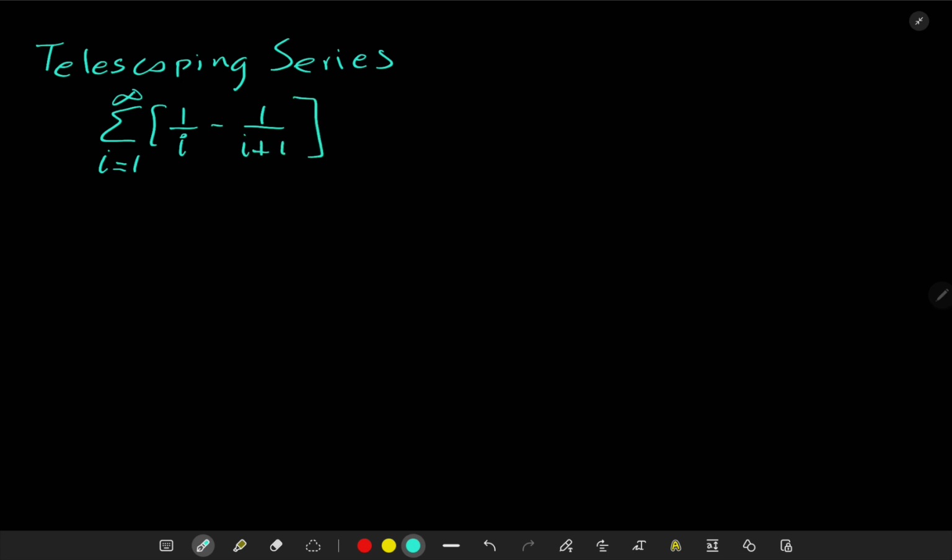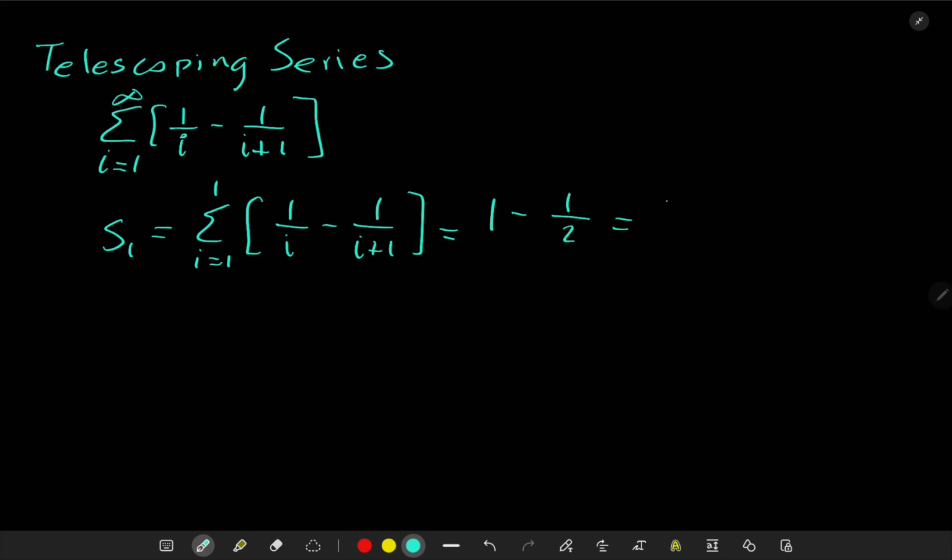So what we have to do then, to see if this converges, we have to create the series of the partial sums. So we're going to start with S1, which would be the sum from i equals 1 to 1 of 1 over i minus 1 over i plus 1. So there's just one term here, and it's going to be equal to 1 over 1, minus 1 over 1 plus 1, 1 plus 1 is 2. So it's just going to be 1 half.